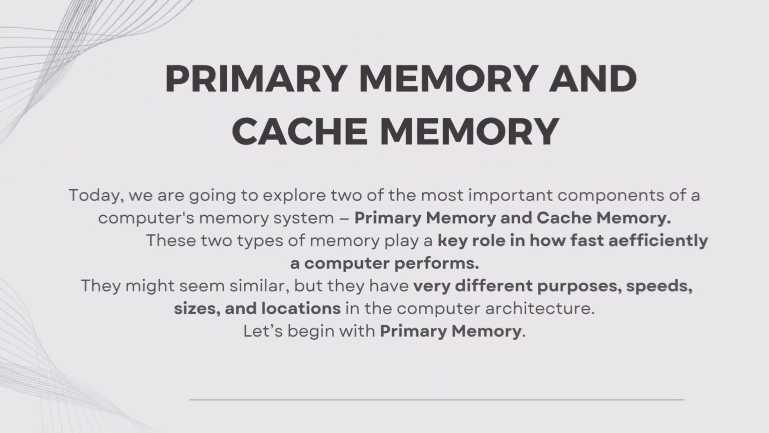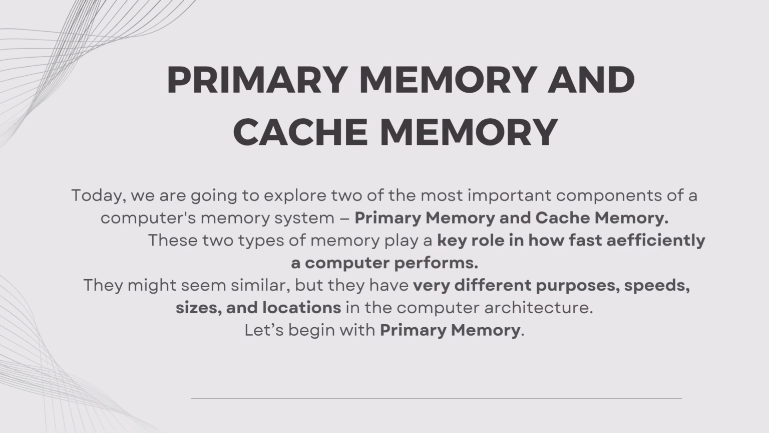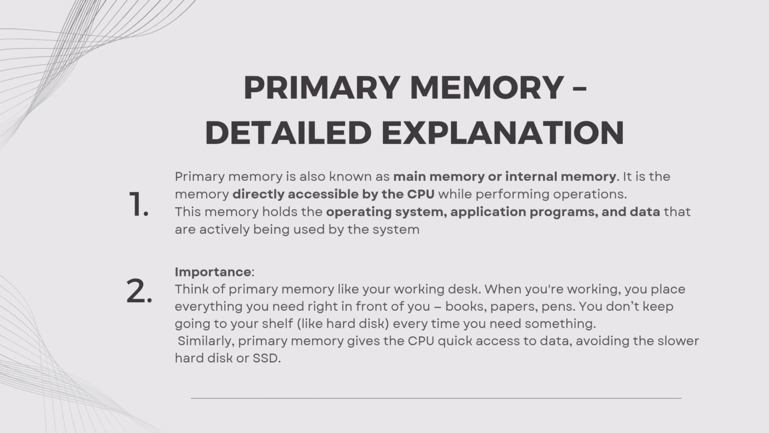Hello everyone. Today we are going to explore two of the most important components of a computer system, primary memory and cache memory. These two types of memory play a key role in how fast and efficiently a computer performs. They might seem similar, but they have very different purposes, speeds, sizes and locations in the computer architecture. Let's begin with primary memory.